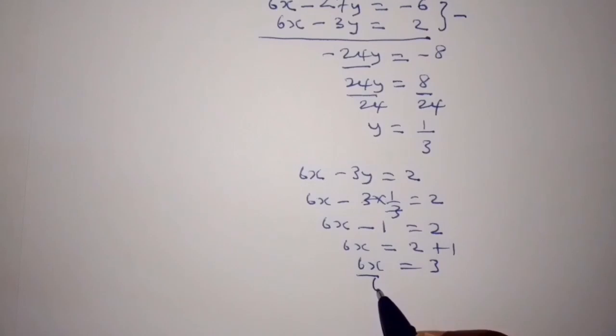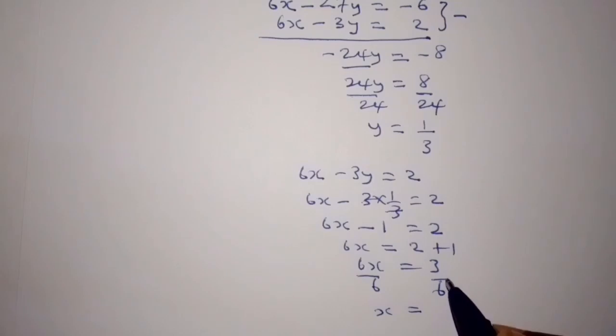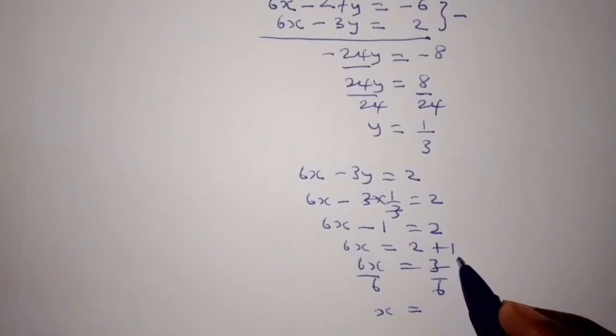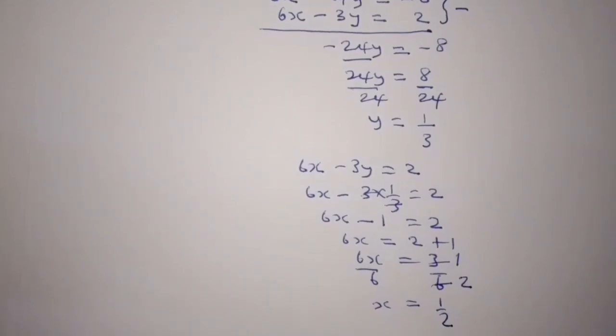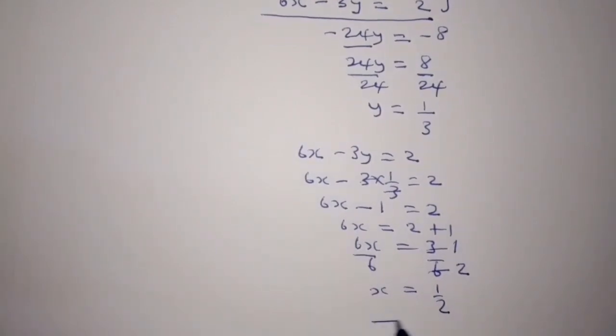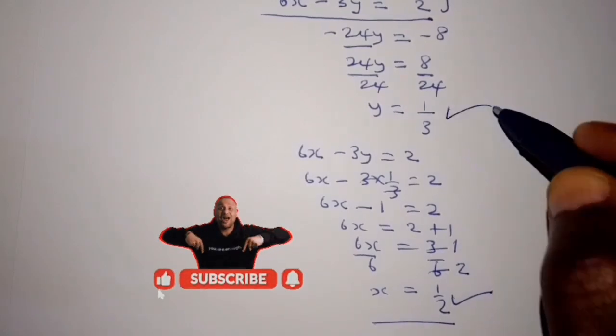We divide by 6. X is equal to 3 over 6. 3 goes into 3 one time, 3 goes into 6 two times. So x is equal to a half. X is equal to 1 over 2. And our y is equal to 1 over 3.